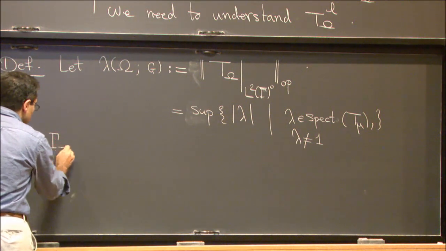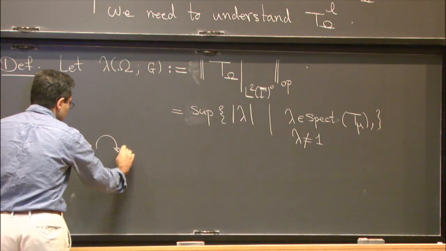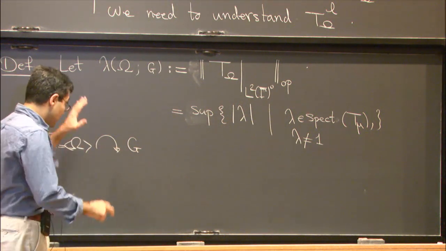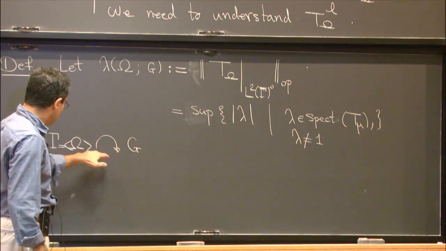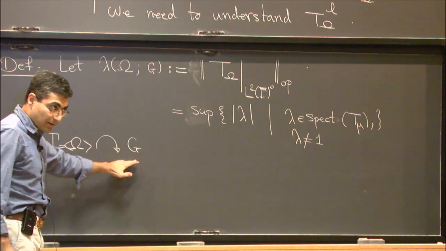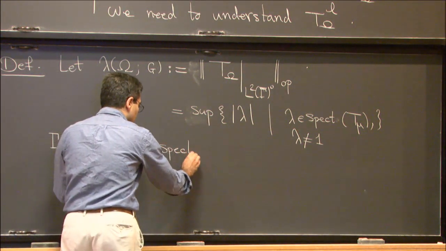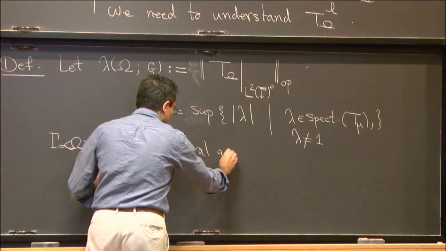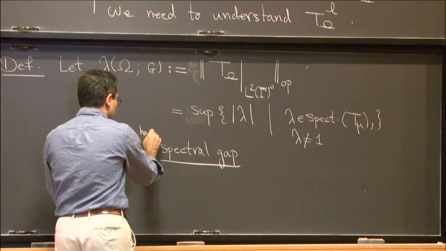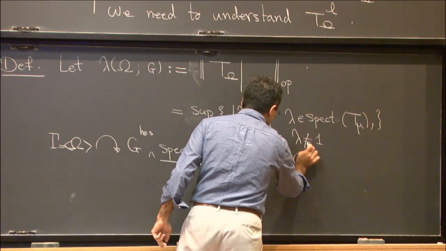So this is a notation, and I say that gamma generated by omega, the action on G. Again, this is the convention that I choose. The proper way of saying it is the action on gamma bar, but I rather write it like this. And I say this guy has a spectral gap if this is strictly less than 1.